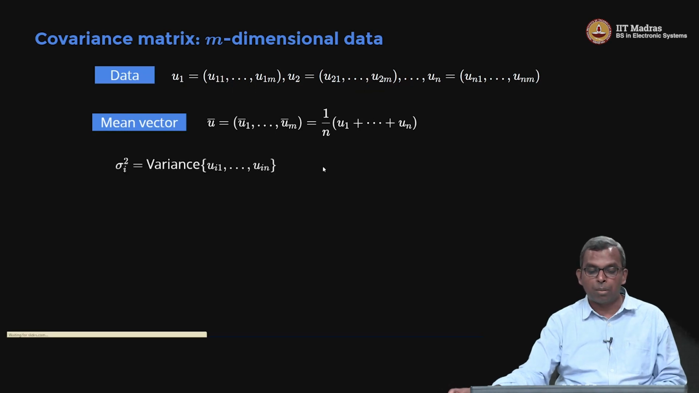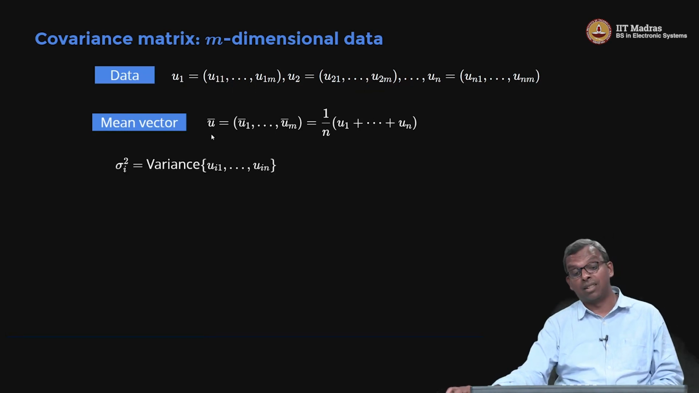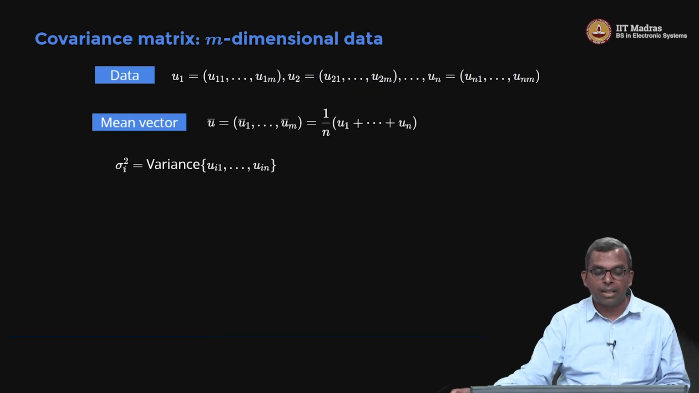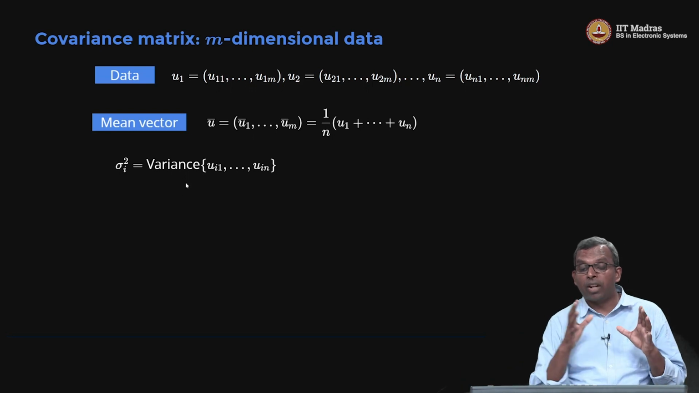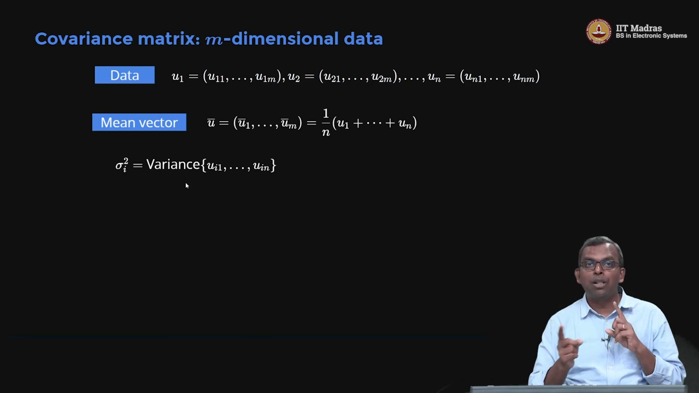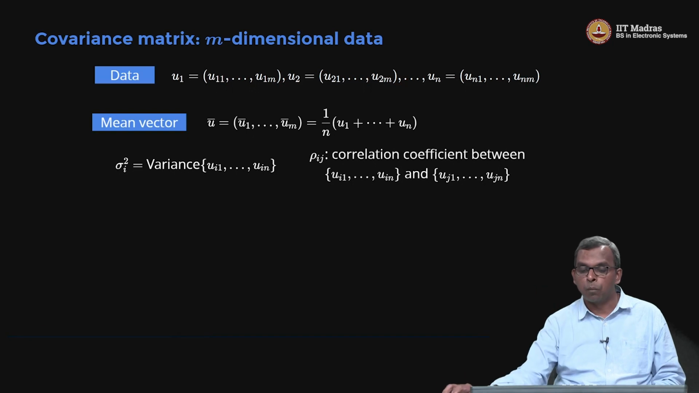Okay. So once you have the mean, you can also define variances, right? So what are variances? The ith variance, sigma i squared, is basically the variance of the ith coordinates. You take the ith variable in each data vector, collect all of that together, find the variance of that. I'm going to call it sigma i squared. Now there are m variables and I can do all possible covariances, I mean correlations, okay? So that is what I'm going to call rho ij. Rho ij is the correlation coefficient between ui1 to uin and uj1 to ujn, with i not equal to j, let's say, right?